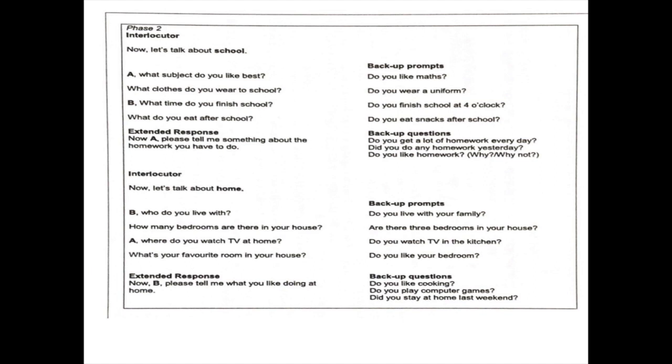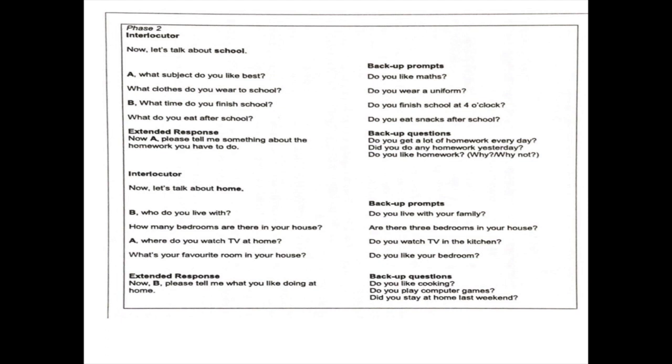And then here's an example of phase 2. So here's the topic, school. They want to talk about school, so then they'll ask you a couple short questions about school. For example, what subject do you like best, and what clothes do you wear to school? And then the extended response, the longer question. Tell me something about the homework you have to do, for example. So they would want that answer to be a little bit longer. So just avoid those one-word answers and try to give reasons and examples if you can.